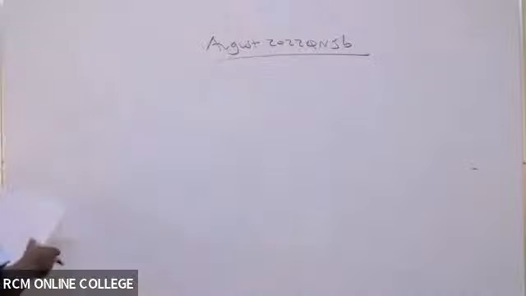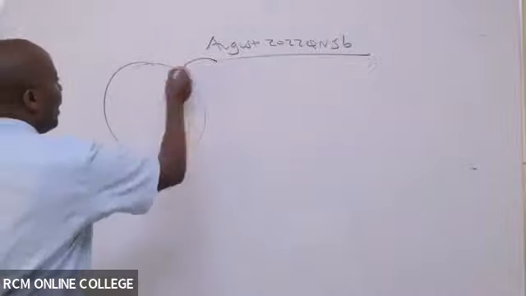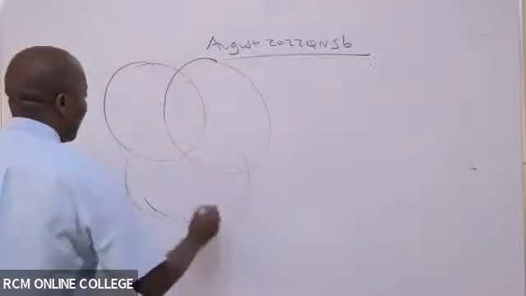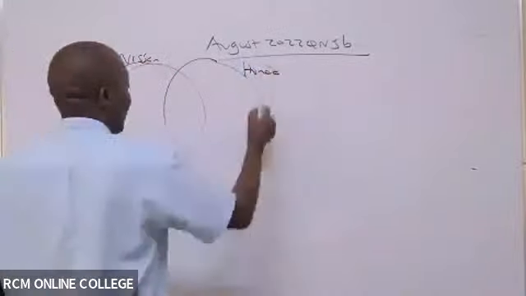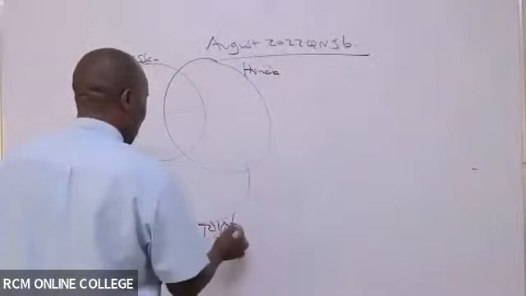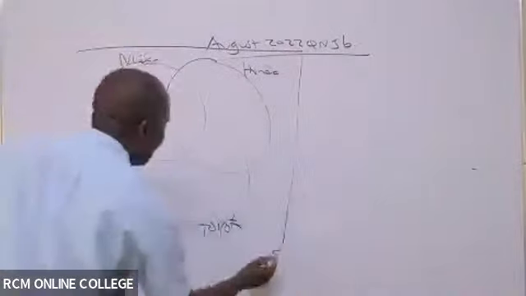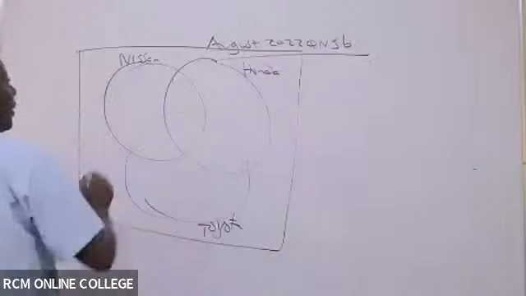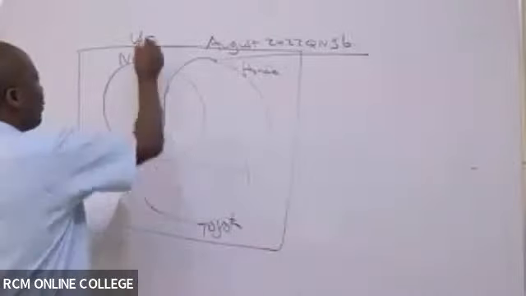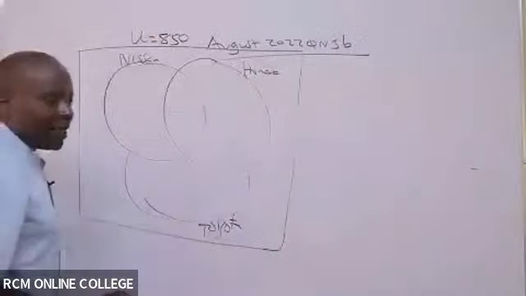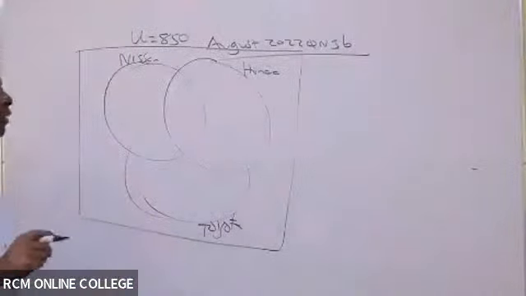So what do I need to do? I can see there are 3 types of vehicles: Nissan, Honda, Toyota. So we have here Nissan, Honda, and then we have Toyota. You have to draw big circles, always draw big circles like that. So we have the universe. Our universe has got how many members? The total universe has 850.